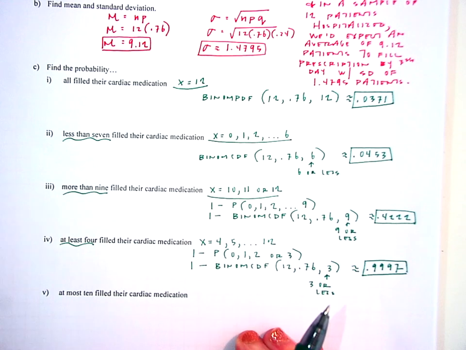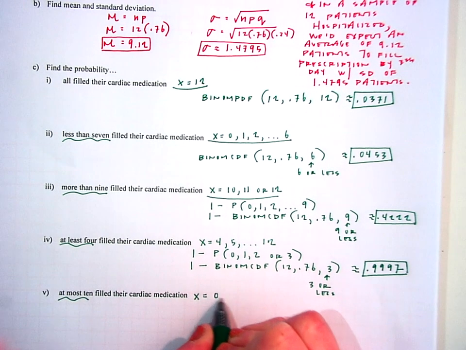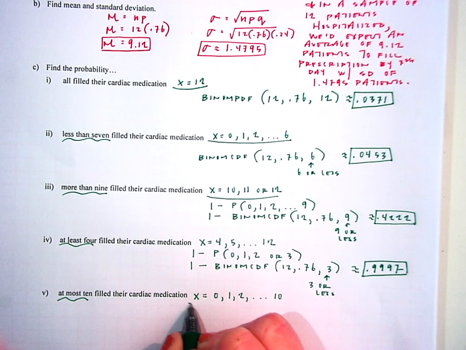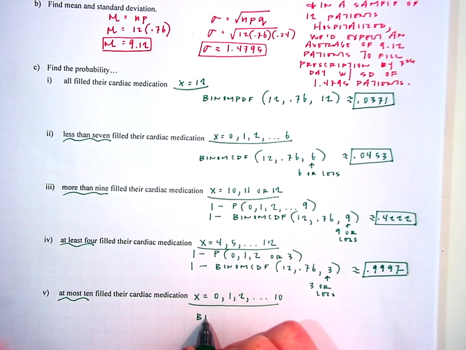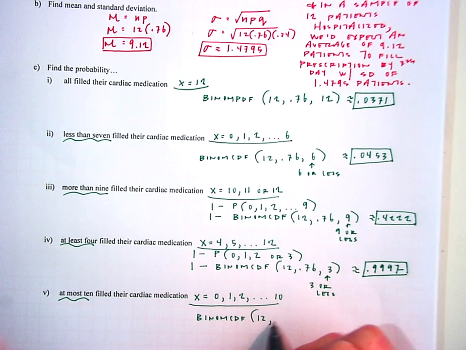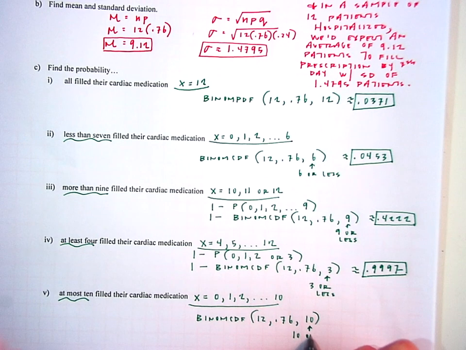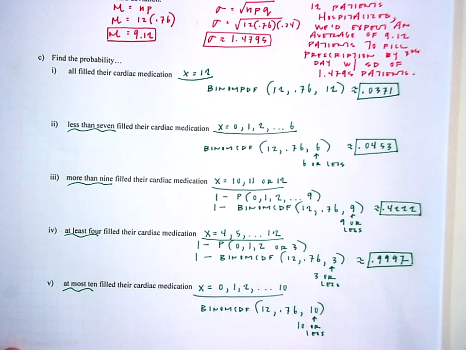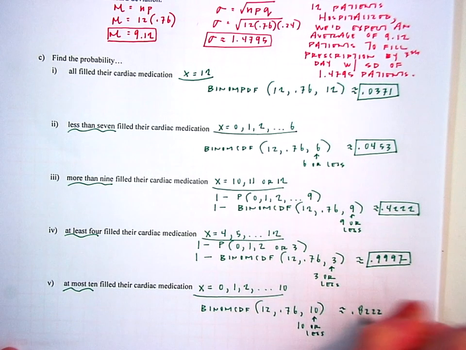Okay, and then last one, at most. So at most 10. Let me flesh that out. It could be exactly 0, exactly 1 or 2, all the way up to 10. So here I can just go straight to binomcdf, 12, 0.76, and then 10 or less. I keep writing this just to really reinforce that it's looking at this exact count of success or anything below it. After I type that in, I should get 0.8222.